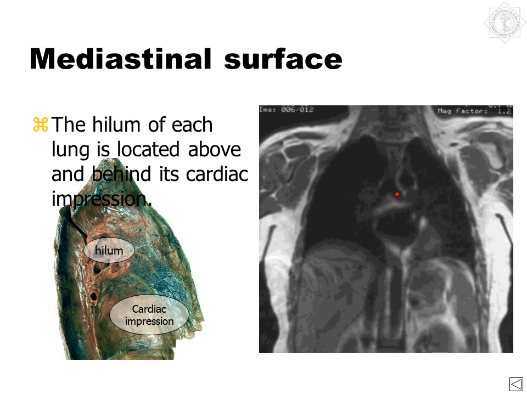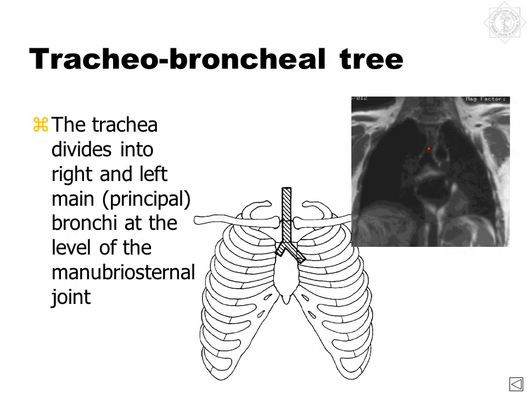The hilum, mediastinal surface. The hilum of each lung is located above and behind the cardiac impression. The trachea divides into the right and left main or principal bronchus at the level of the sternal angle, which is an imaginary line starting from the sternal angle anterior to the intervertebral disc between T4 and T5, separating the superior mediastinum from the inferior mediastinum.